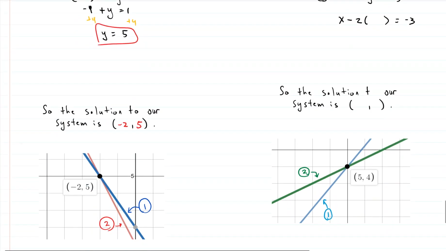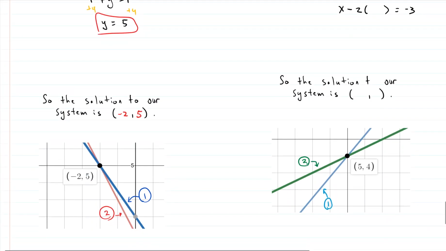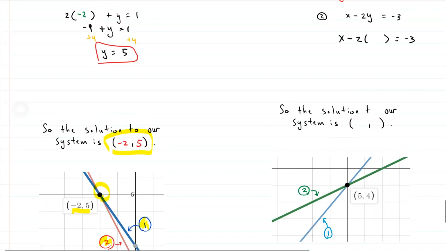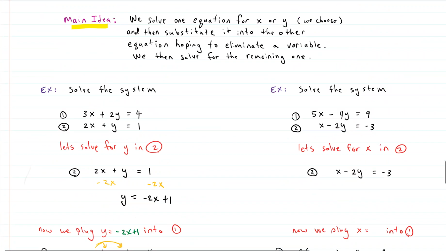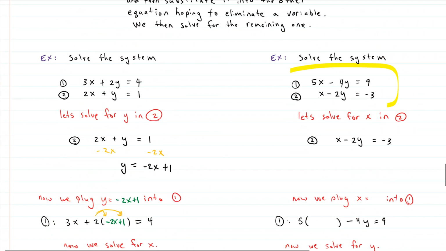And if we looked at a picture of this, we can see the graph here, equation 1 and equation 2. And where do they cross? Negative 2, 5, just like we found algebraically. So that's the first example. Let's look at the second example. We have our system right here. We have equation 1 and equation 2.